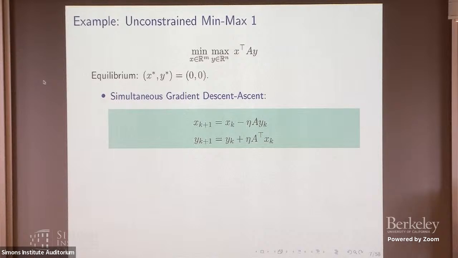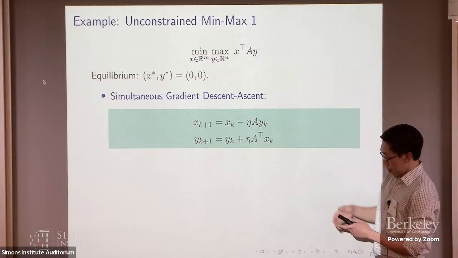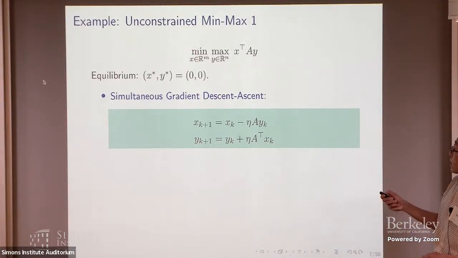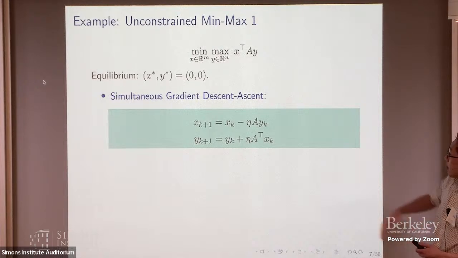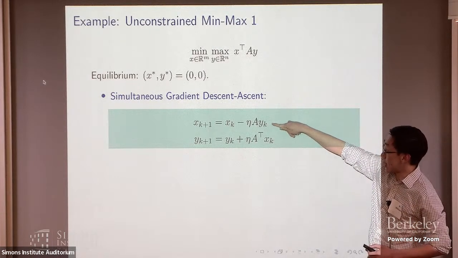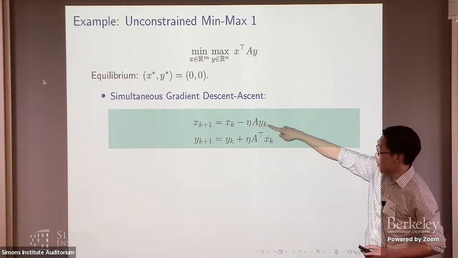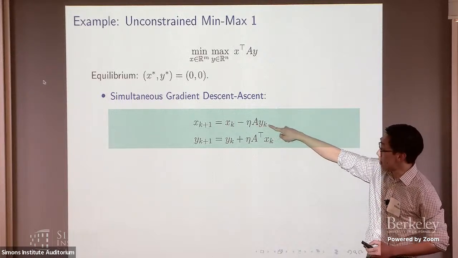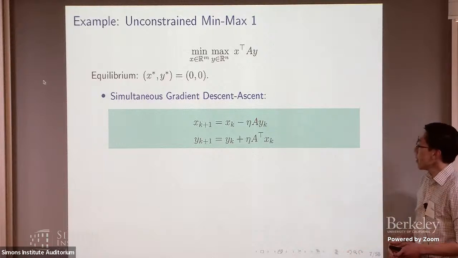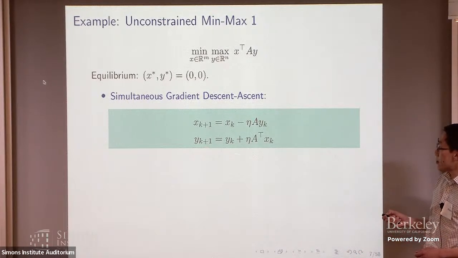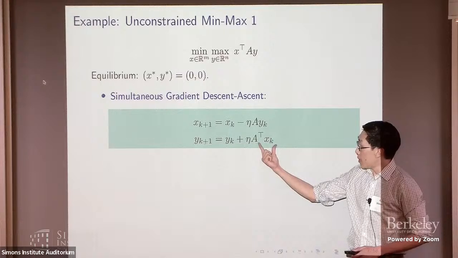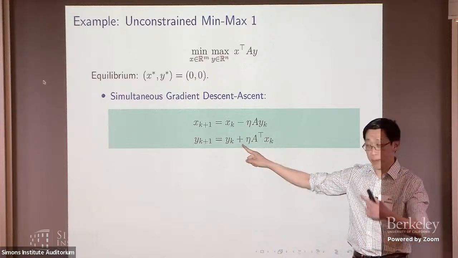And one basic method is what's called the simultaneous gradient descent ascent, where the x player, the first player, wants to minimize this objective function, which is linear in x. And what they do is just run gradient descent. And this is the gradient of your objective function with respect to x, right? And with some step size eta. And similarly, the y player also runs gradient ascent because they want to maximize this objective function. So this is the gradient with respect to y, but there is a plus sign because they want to maximize.